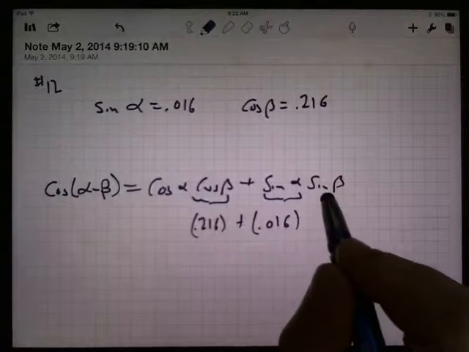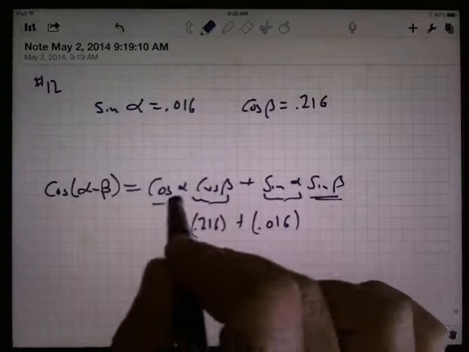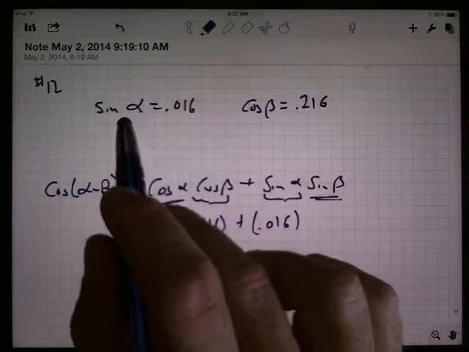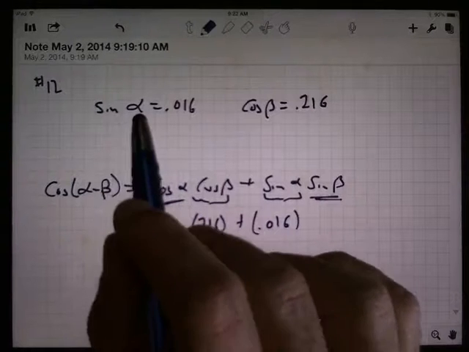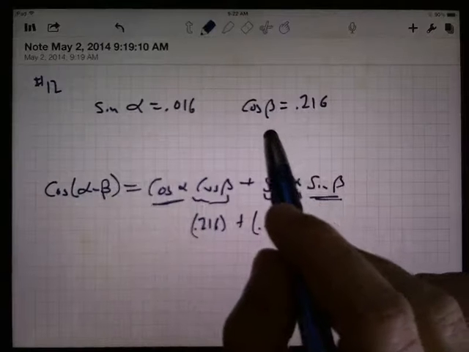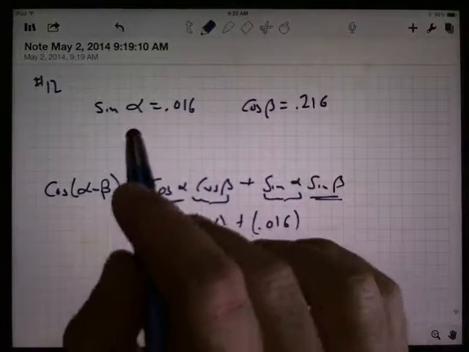What I need to do is figure out what the sine of beta and the cosine of alpha are. Well, there are some triangles that I need to draw. They tell me that both of these angles are in the first quadrant. Now these angles aren't necessarily related to each other. They're not in the same triangle or anything like that.